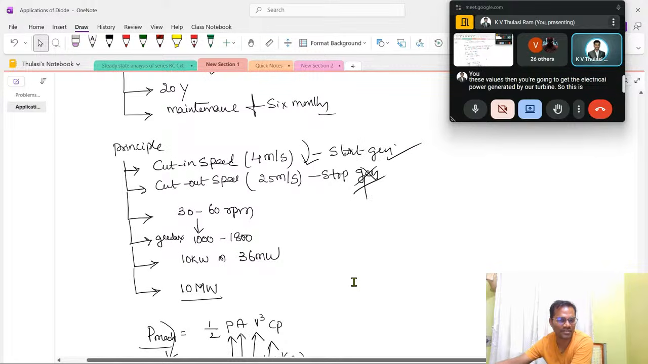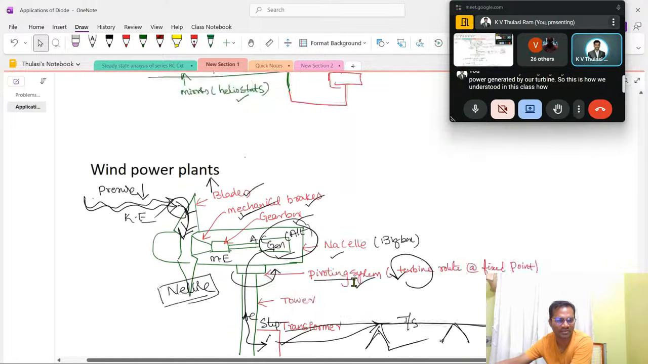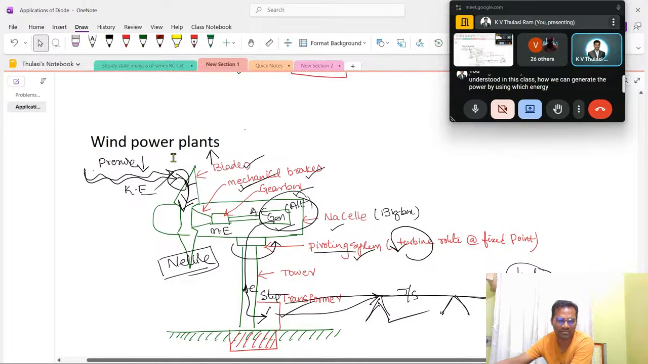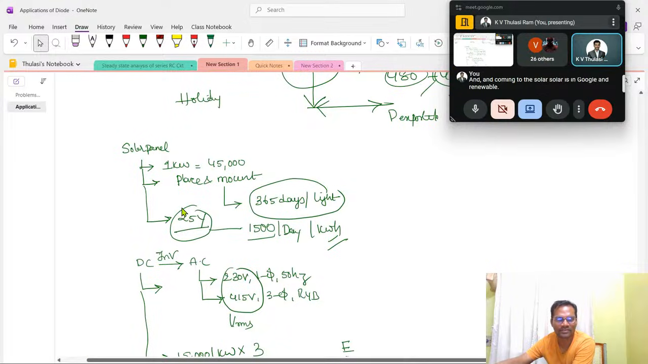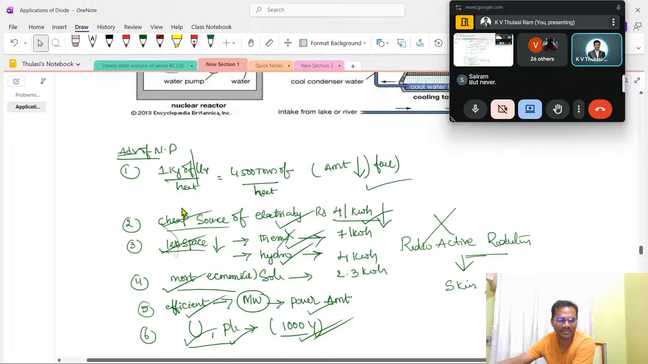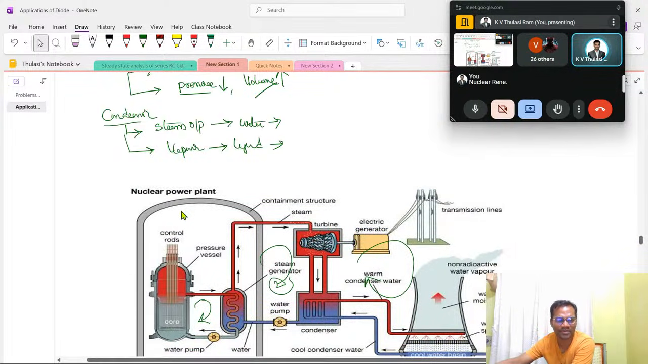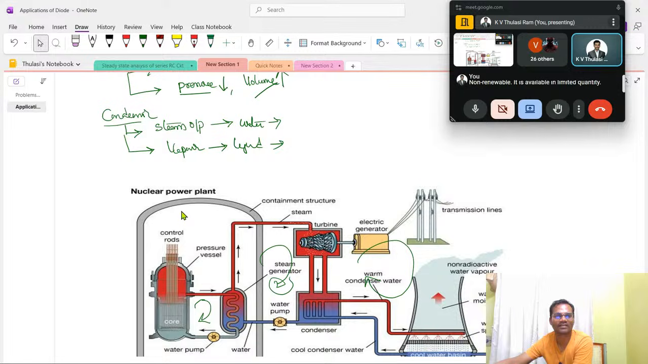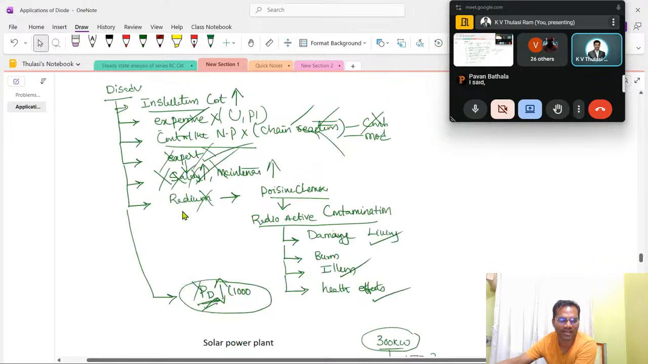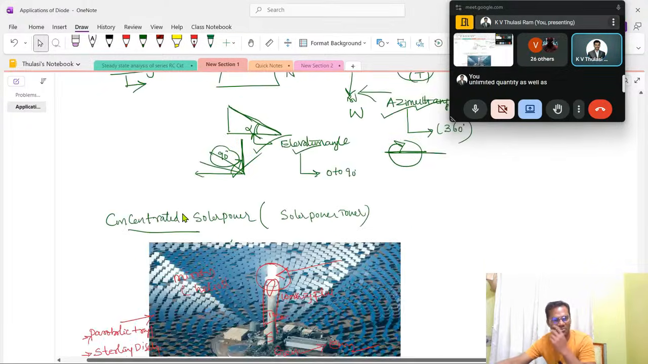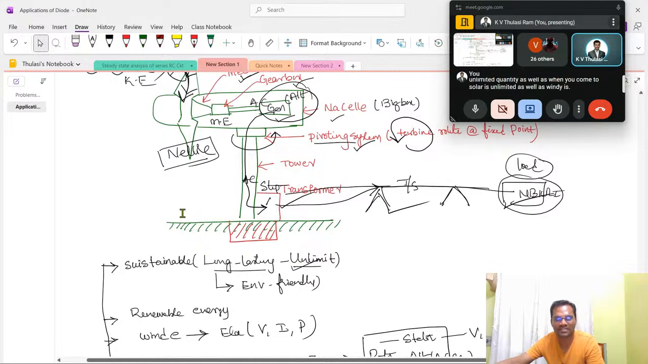So this is how we understood in this class how we can generate power by using wind energy. Wind is renewable or non-renewable? Renewable. Solar is renewable or non-renewable? Renewable. And nuclear, renewable or non-renewable? Non-renewable. It is available in limited quantity, right? Nuclear uranium and thorium are available in limited quantity, but solar is unlimited, as well as wind is also unlimited. That's how we generate the power.